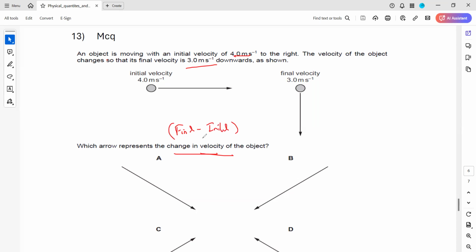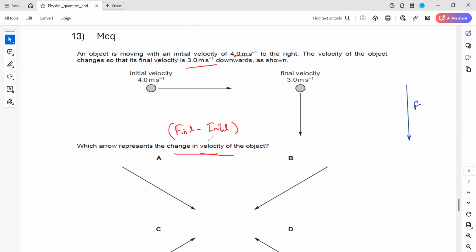So this is a vector diagram. In a vector diagram, if we need the final minus initial, first we draw the final velocity. So we draw the final velocity the same length as it's given in the question. We do the final velocity.